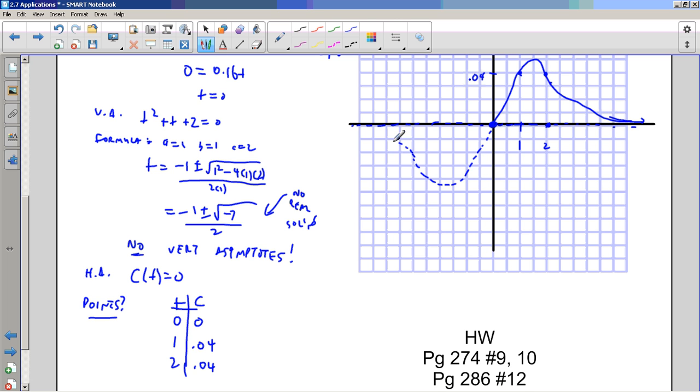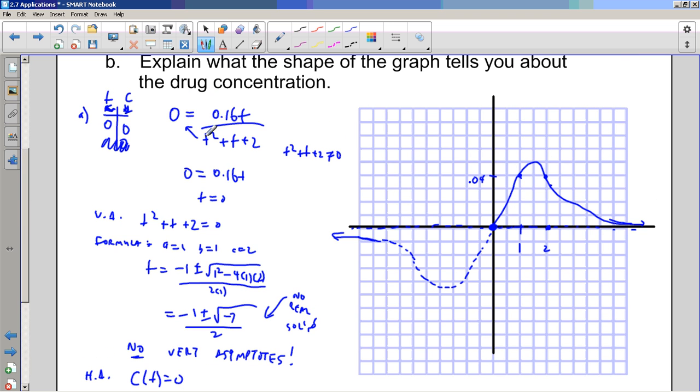Even though I know that it's got to get close to the horizontal asymptote, and it makes sense that it's negative because this thing's never zero, it's always positive. When T is negative, so is the concentration going to be negative, right? And there's the graph. Okay.